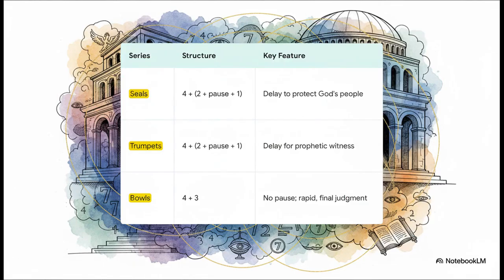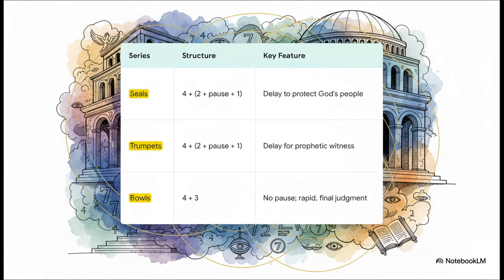Now let's look at those famous judgments, the seals, trumpets, and bowls. They aren't just 3 simple lists of 7. No. The first 2 series, the seals and the trumpets, they share this unique 4+3 structure. But between the 6th and 7th judgment in both of them, there's a dramatic pause, a literary device called an intercalation. These are intentional interruptions that create suspense and introduce crucial new ideas.